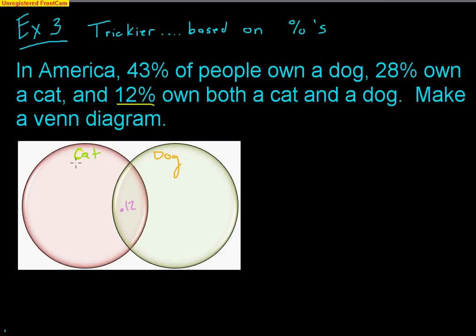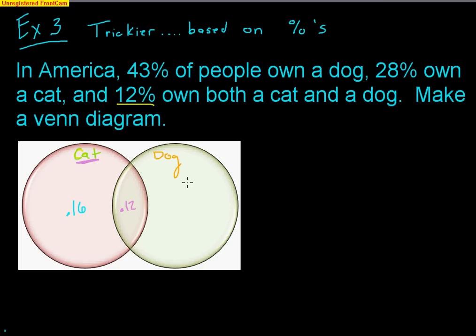So over here, this is very, very specific. This is cat only, no dog. So 28% of people have a cat, 0.28. If I take away the 12% that also own a dog, I'm left with 16%. So this part over here is you own a cat, but you don't own a dog. So the 16 and the 12 need to add up to the 28% that own a cat. So that entire circle represents owning a cat.